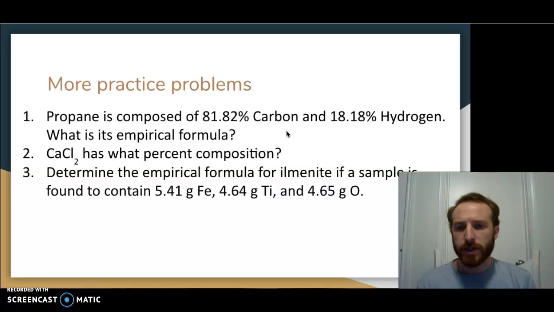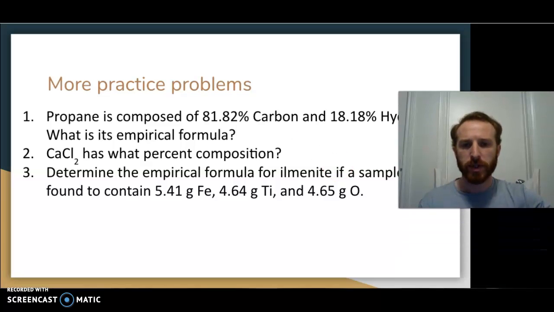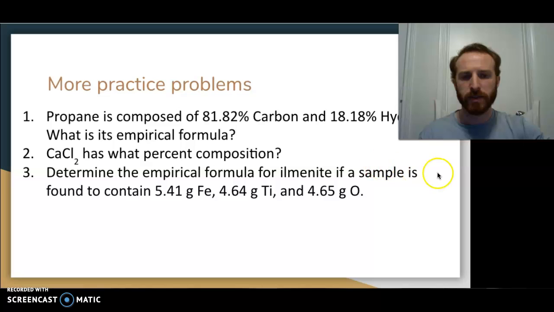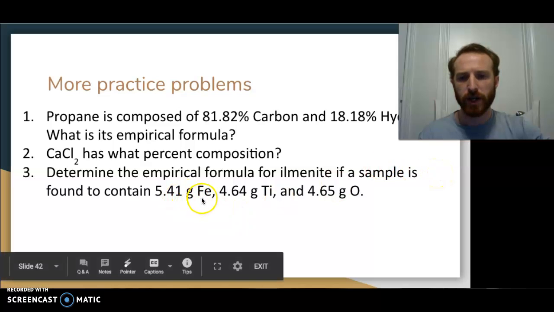Number 2, CaCl2 has what percent composition? Okay, so there we're asking not just for just calcium or just chlorine, but the entire composition. So you got to do both calcium and chlorine. And then number 3, determine the empirical formula for ilmenite if a sample of ilmenite is found to contain 5.41 grams of iron, 4.64 grams of titanium, and 4.65 grams of oxygen.